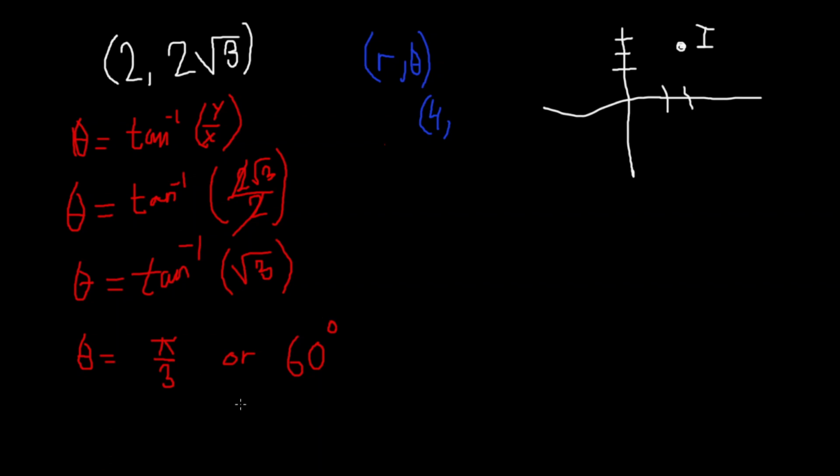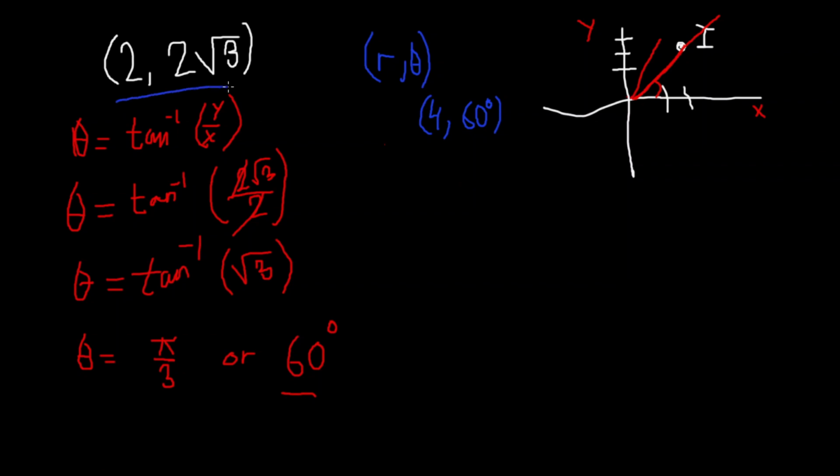But we need to check if this is the right angle. What do I mean by this? We know 60 degrees is in the first quadrant. 60 degrees is somewhere like here. So it is in the first quadrant. And we know our coordinate is also in the first quadrant. So our theta is 60 degrees, or pi over 3 radians, whichever one you prefer.